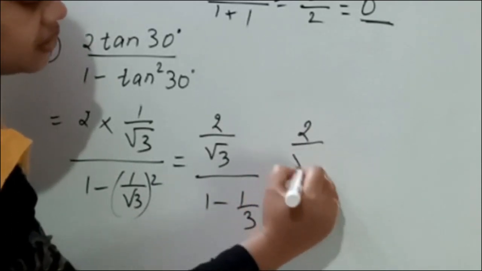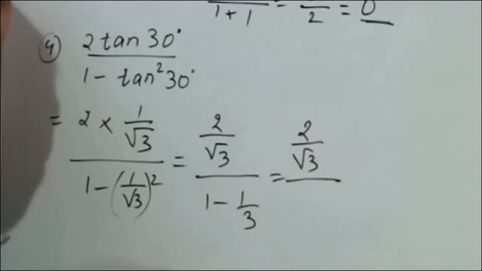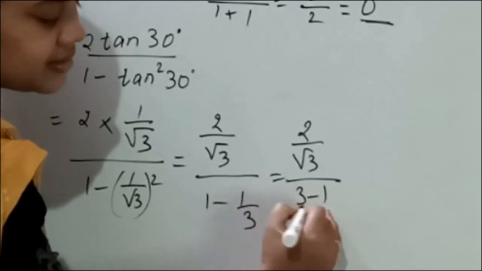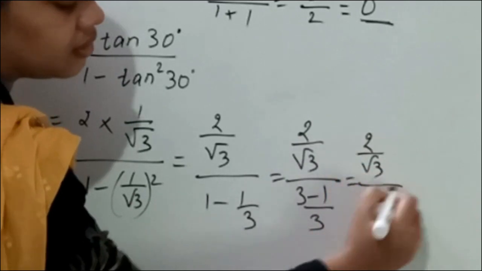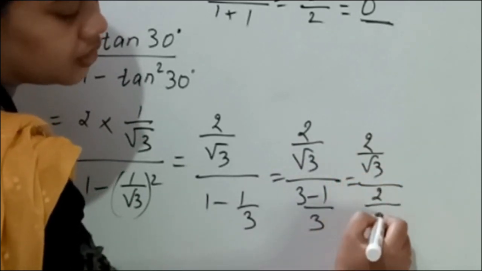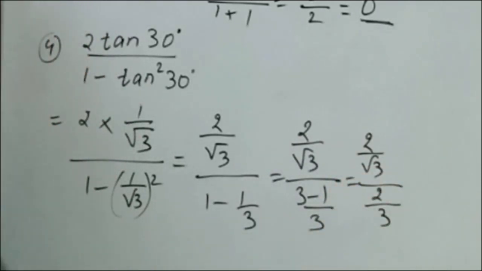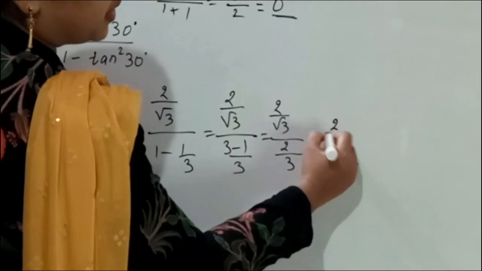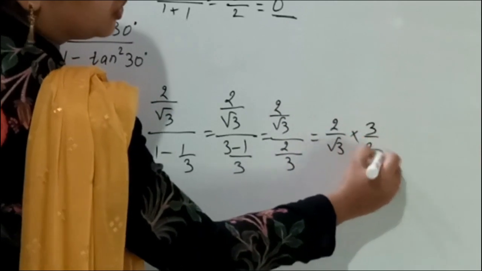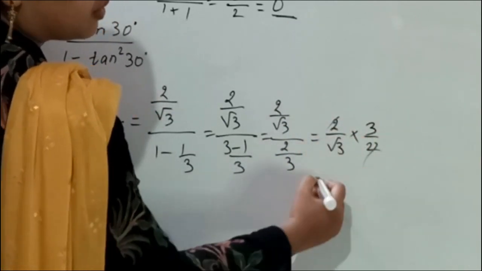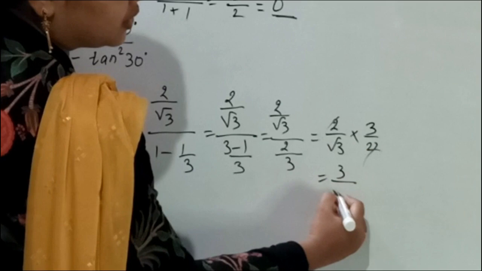So 2 by root 3. Here take the LCM. 3 minus 1 by 3. That is 2 by root 3. Here 2 by 3. Okay, how much? 2 by root 3 into reciprocal, 3 by 2. 2 cancel. What is this? 3 by root 3.